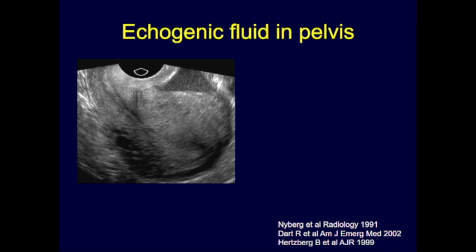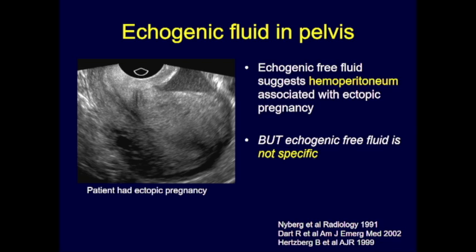So you get this case to read, and the sonographer shows you there's no IUP in the uterus, and then you see this complex fluid in the pelvis. So what does that mean? And the patient is pregnant. Well, the echogenic free fluid does suggest hemoperitoneum associated with an ectopic pregnancy, and there were many reports in the literature stating a high specificity for this finding, but then there were subsequent studies that showed that this echogenic free fluid is not specific for hemoperitoneum from a ruptured or leaking ectopic. This particular patient did have an ectopic pregnancy.